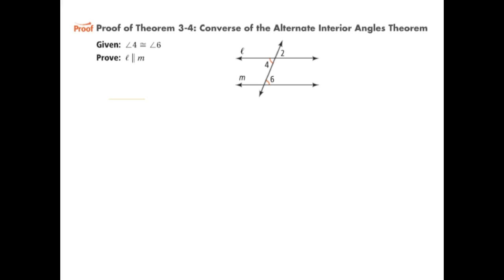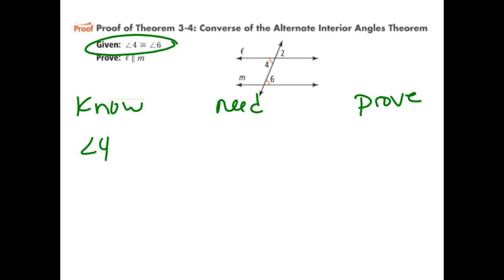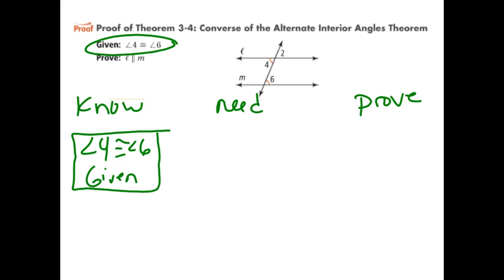So here's what we're going to start off proving, the converse of the alternate interior angle theorem. When I do a flow proof, I think about what do I know, what do I need to know, and what am I proving? So what do I know? Well, I know the given is true, so I start with that. Angle 4 is congruent to angle 6 because of given. And I put it all in a box. And then I go look at the picture and I see, is there anything else that I know?